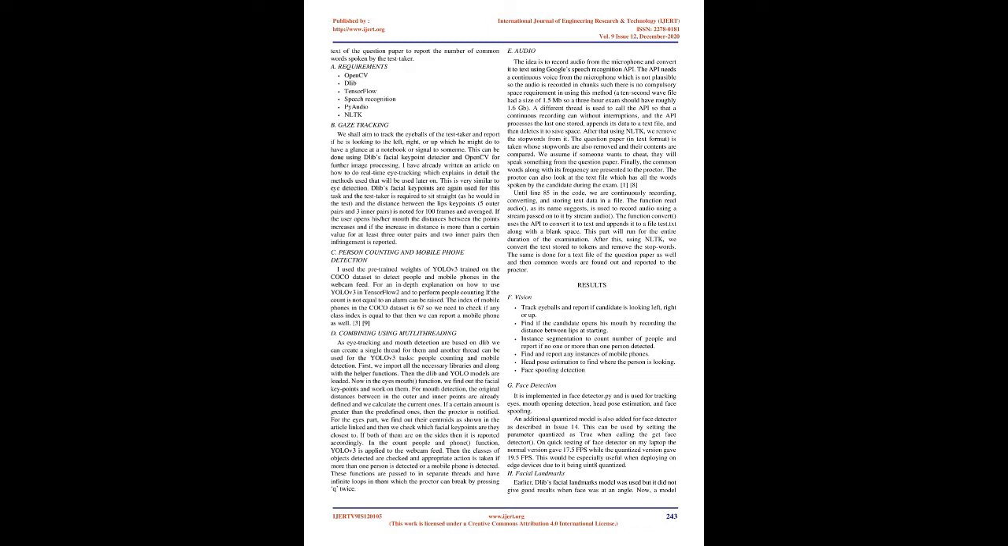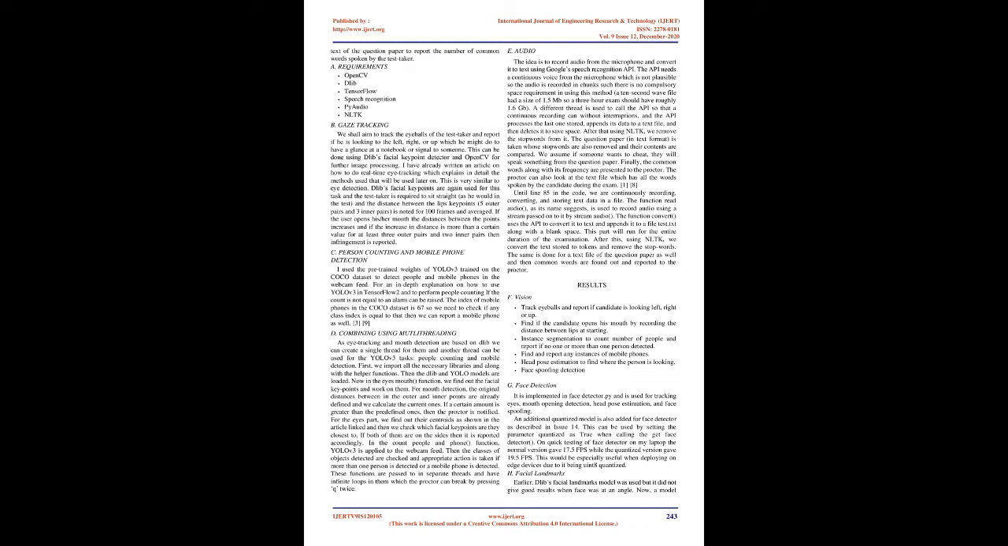This is very similar to eye detection. Dlibs facial K-points are again used for this task and the test taker is required to sit straight, as he would in the test, and the distance between the lips K-points, 5 outer pairs and 3 inner pairs, is noted for 100 frames and averaged. If the user opens his/her mouth, the distances between the points increases, and if the increase in distance is more than a certain value for at least 3 outer pairs and 2 inner pairs, then infringement is reported. See person counting and mobile phone detection.